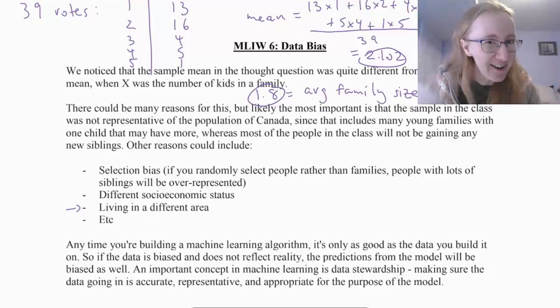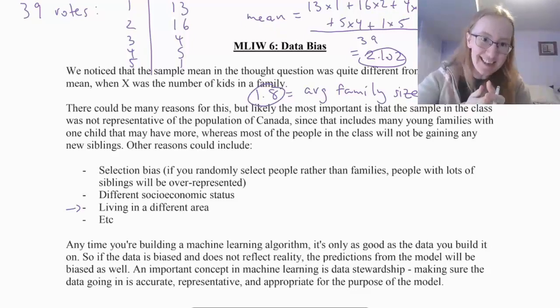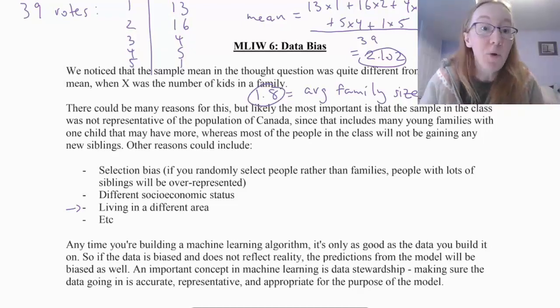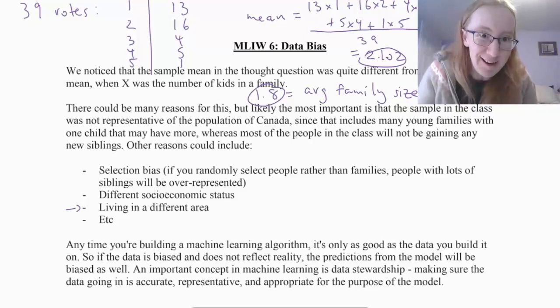And it's kind of hard to see when the numbers are close, but that could be what's happening, right? If we pick a random person and ask them how many siblings they have, people with a lot of siblings are more likely to get picked because there are more of them.